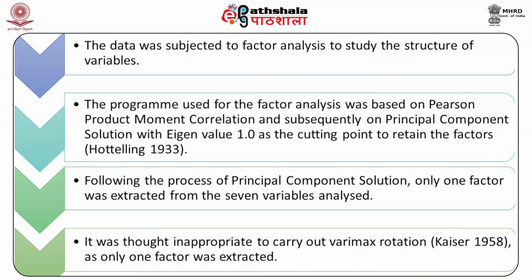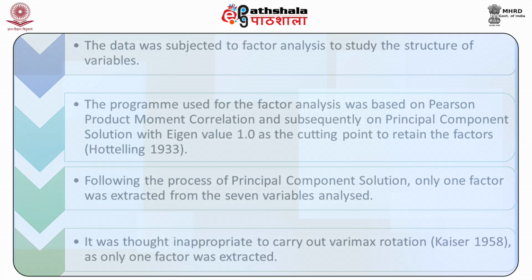The data was subjected to factor analysis to study the structure of variables. The program used for the factor analysis was based on Pearson product moment correlation and subsequently on principal component solution with eigenvalue 1 as the cutting point to retain the factors. Following the process of principal component solution, only one factor was extracted from the 7 variables analyzed. It was thought inappropriate to carry out varimax rotation as only one factor was extracted.